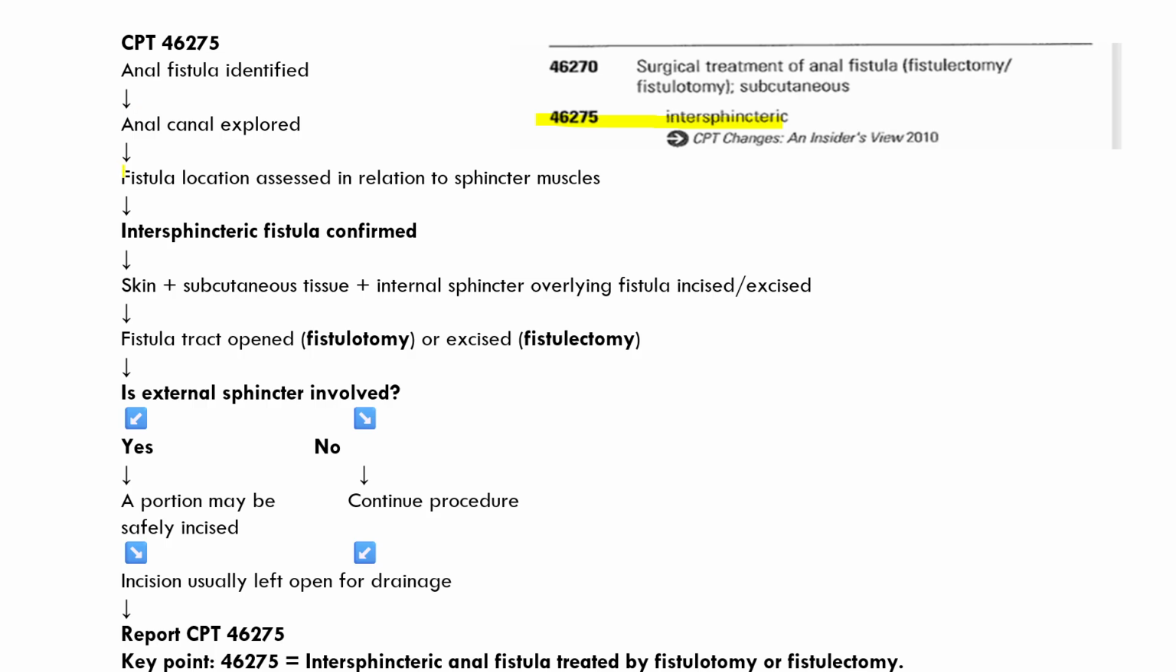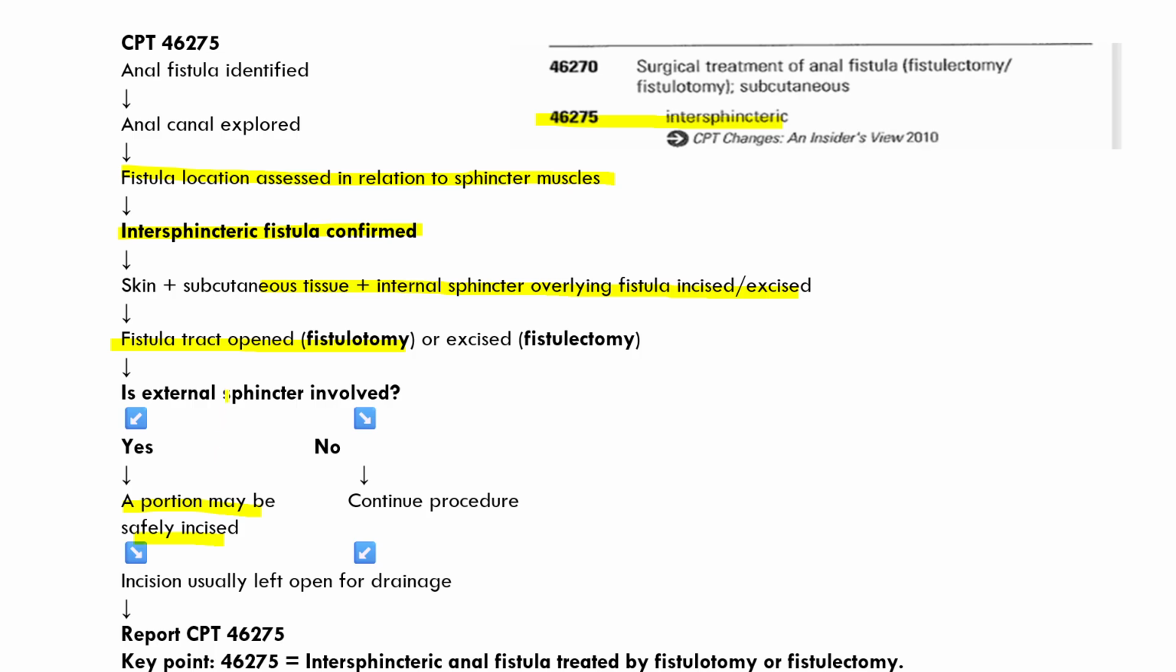So here the fistula location is assessed in relation to the sphincter muscle. He will identify the intersphincteric fistula. Intersphincteric means the fistula will travel between the external and the internal sphincter muscles. Did you remember? So here the skin, the subcutaneous tissue, and the intersphincter muscle overlying the fistula is incised or excised, and the fistula tract is opened. Fistulotomy or fistulectomy is done.